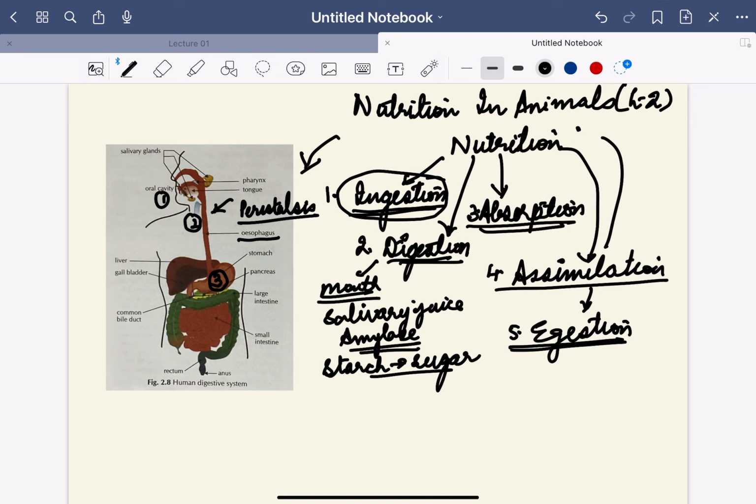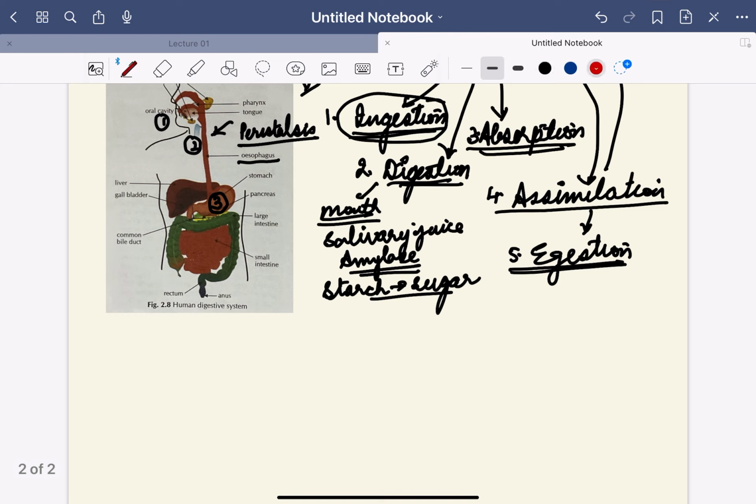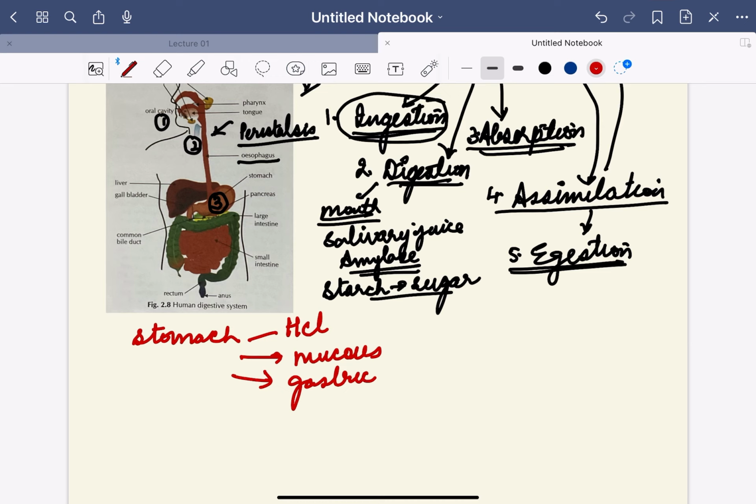There are 3 things that are added in the stomach. So once the food comes into the stomach, inside the stomach, 3 things are added. One is hydrochloric acid, another is mucus, and gastric juices, which have many enzymes in them.